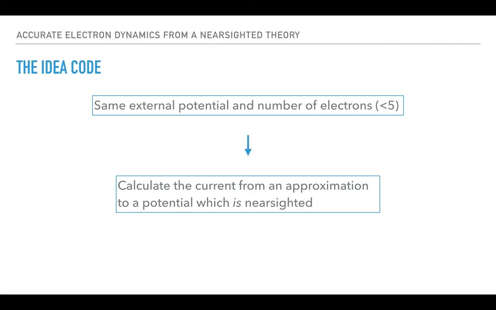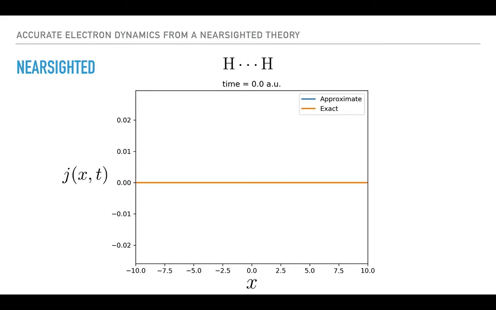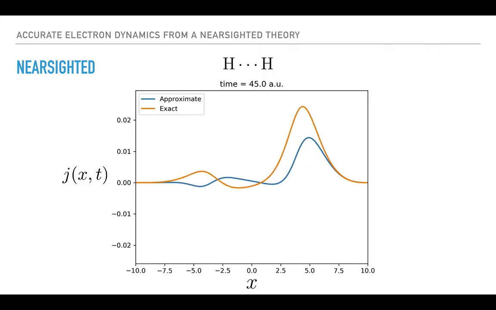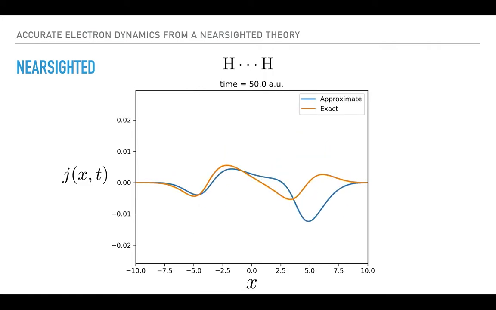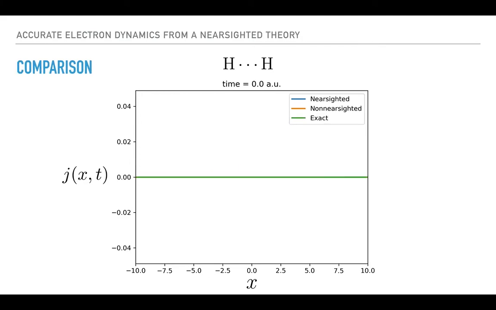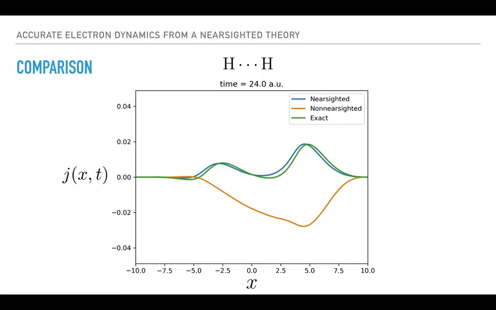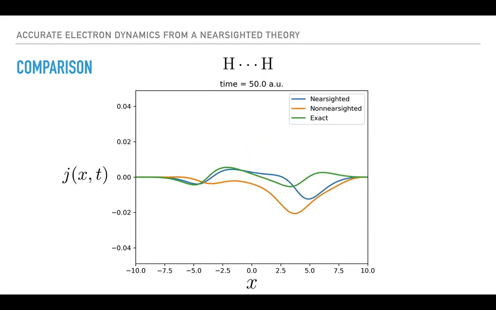Next, we look at the exact same system, but now the unknown potential is nearsighted. Now clearly the electron current is far more accurate. This can be seen more easily by comparing the two approximate methods directly. Therefore, we see that a simple local density approximation can be effective at yielding accurate currents, but only when the unknown potential is nearsighted.